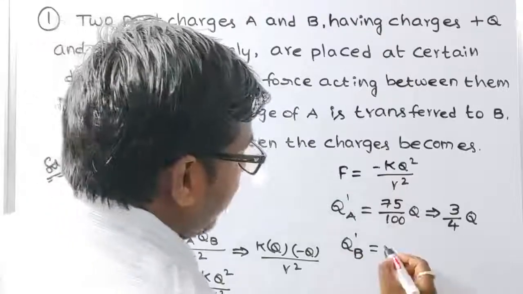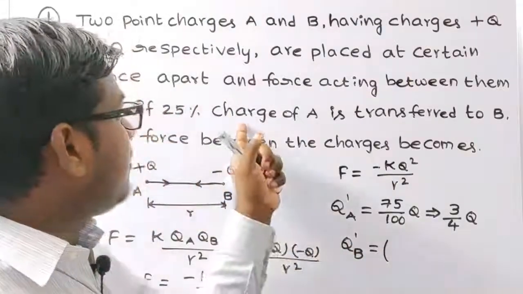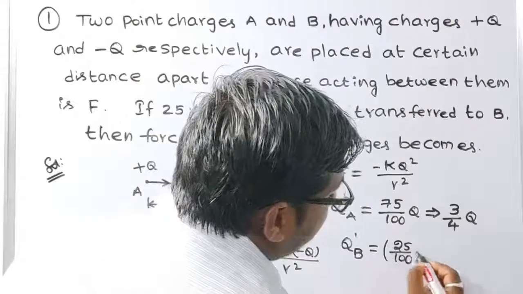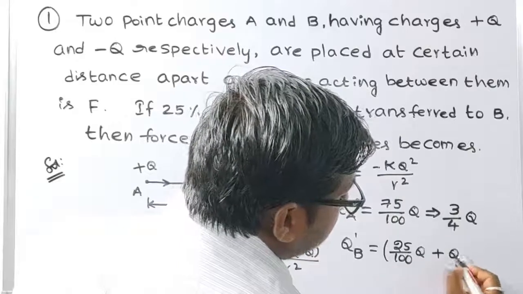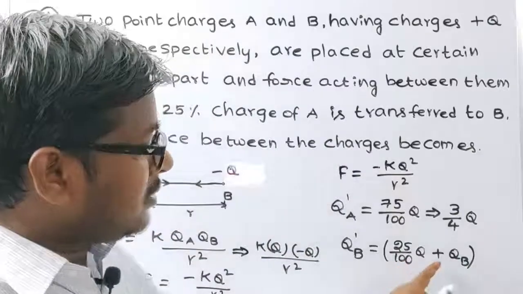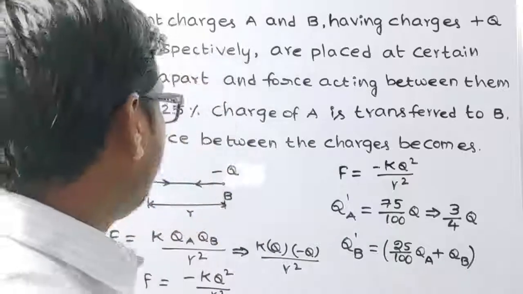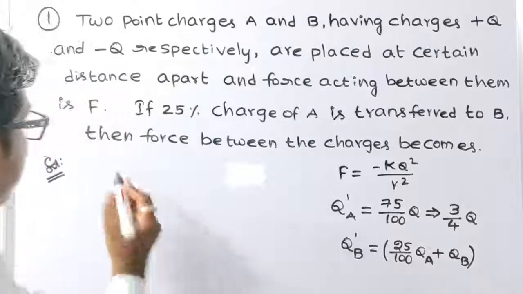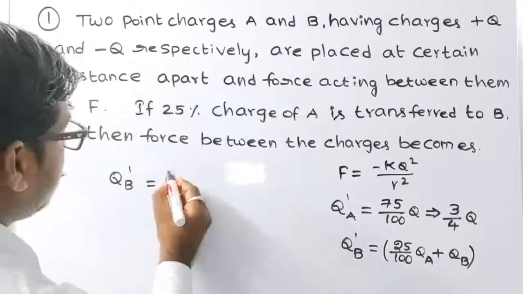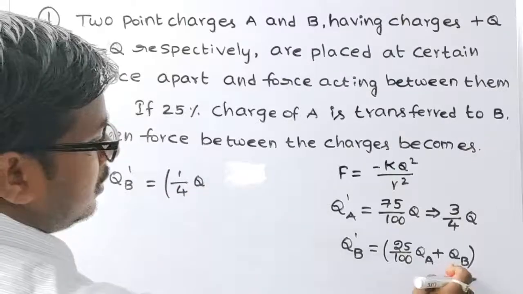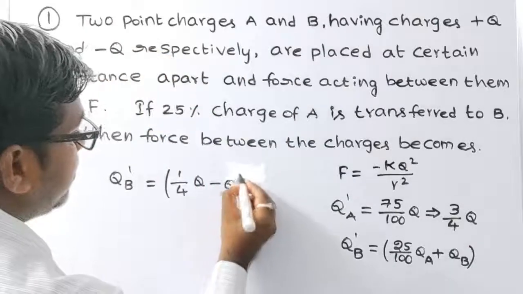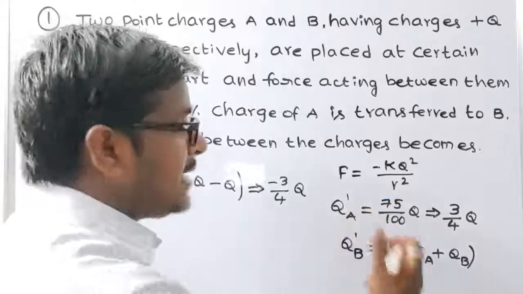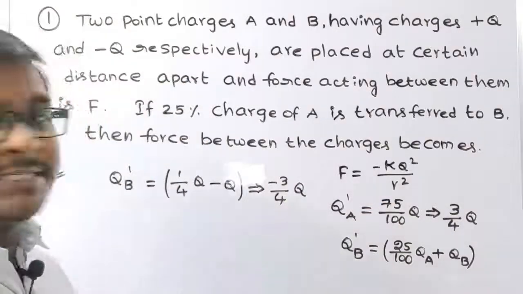Next, QB dash. In this problem, 25% of the charge of A is transferred to B. So QB dash is 25 by 100 of QA plus QB, which is equal to 1 by 4 of Q plus minus Q, that implies minus 3 by 4 into Q. Okay, QA dash is equal to 3 by 4 into Q, and QB dash is equal to minus 3 by 4 into Q.